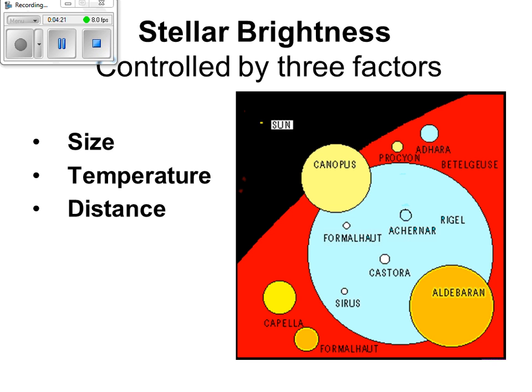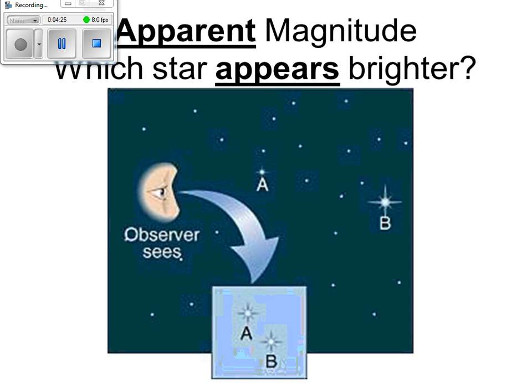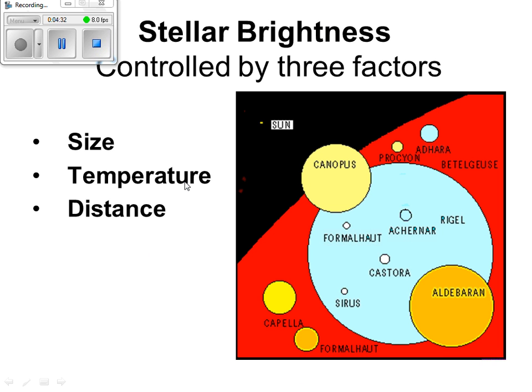So when we come back tomorrow, we're going to learn about a diagram called the Hertzsprung-Russell diagram, which compares magnitude and temperature and size, and it classifies stars.